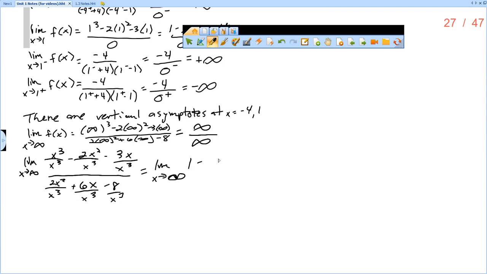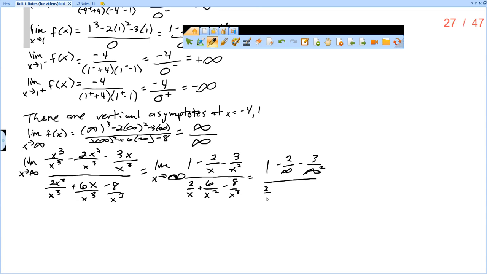All right, so the limit as x approaches infinity, we get 1 minus 2 over x minus 3 over x squared, all divided by 2 over x plus 6 over x squared minus 8 over x cubed, right? So now we reevaluate. We get 1 minus 2 over infinity, which is going to be 0, minus 3 over infinity squared, which is going to be 0, and 2 over infinity plus 6 over infinity squared minus 8 over infinity cubed, right?